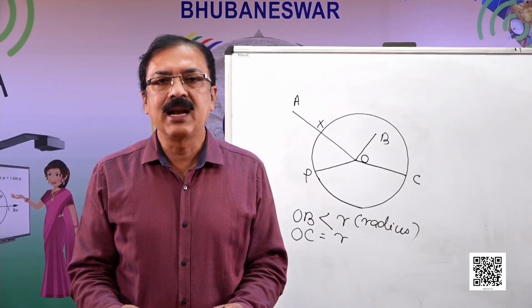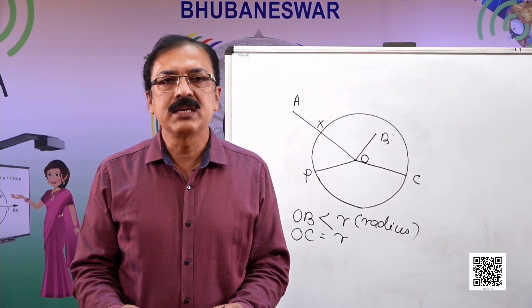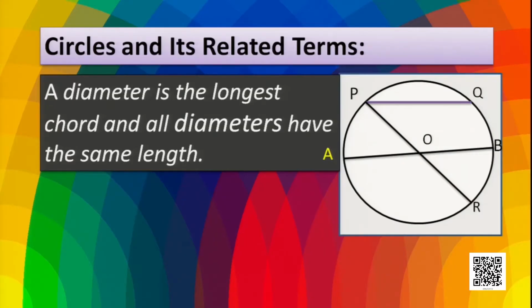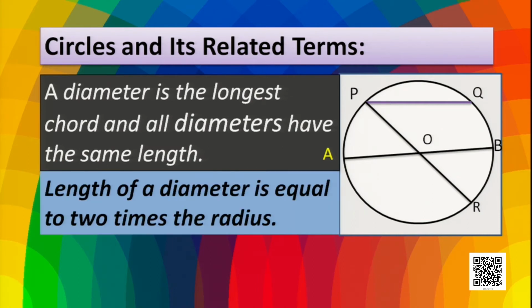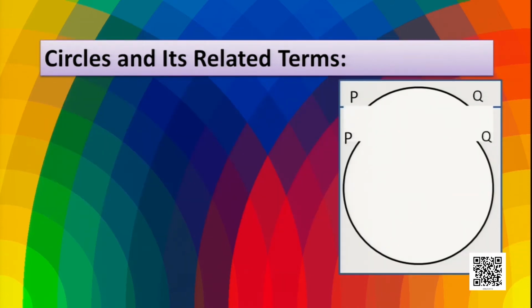And what is that length? You see, O is the center and OA is a radius and OB is also a radius. So the diameter is twice the length of the radius. Now you see, the length of a diameter is equal to 2 times the radius.